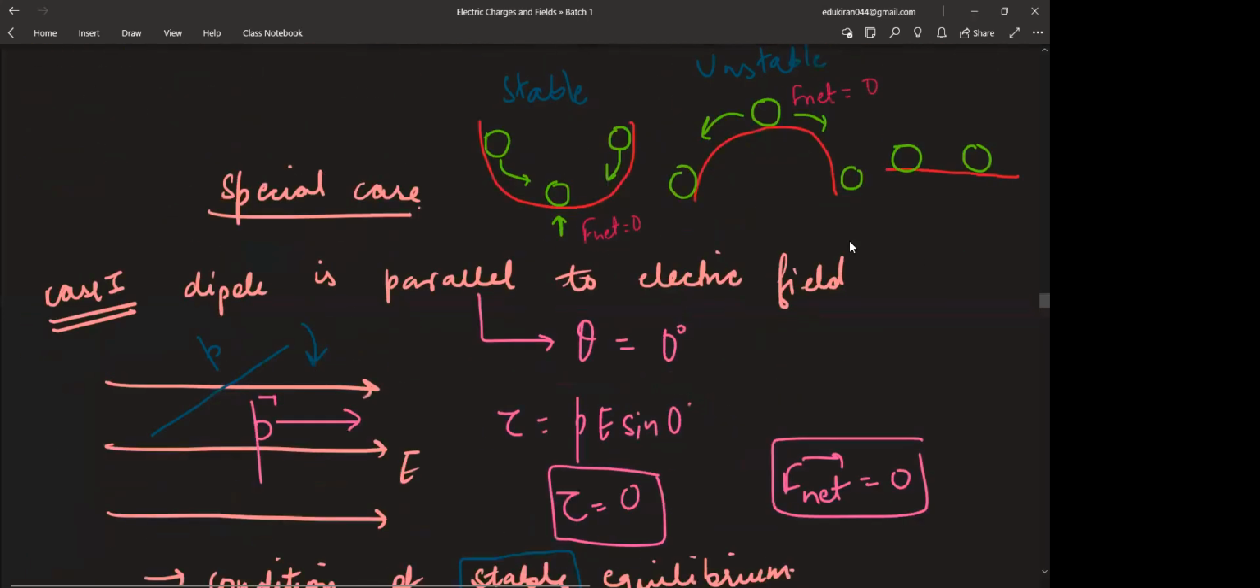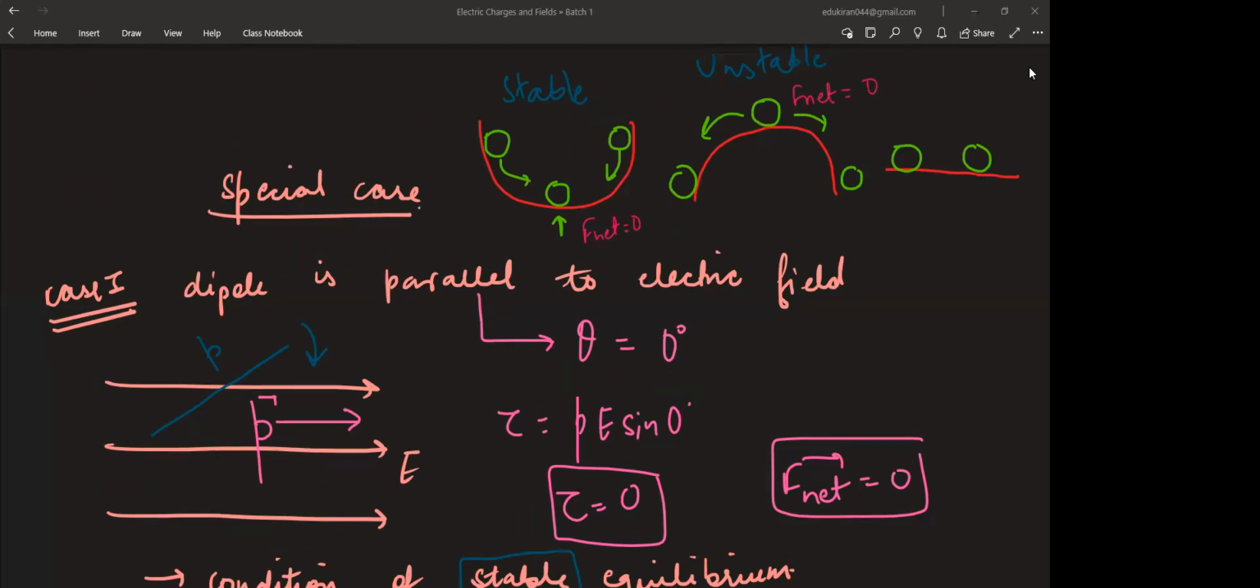Ma'am, I want to know in the exam, how will they ask questions on these special cases? See, special cases will not be given directly to write all these. They will be using the concept: the dipole is kept parallel to the electric field, and so this is happening. And then find out the net torque, find out the equilibrium, mention which type of equilibrium is existing.